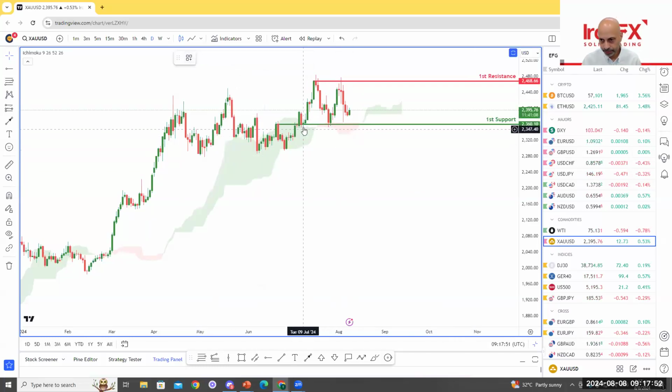As of 9th of July, we can see it has ranged between $2,360 per ounce on the lower bound and 2,470 on the upper bound as well. It has made swings: a first swing high here on the 17th of July, a swing low here on the 25th of July, and another swing high here on the 2nd of August as well. So it's been ranging between these two levels here.